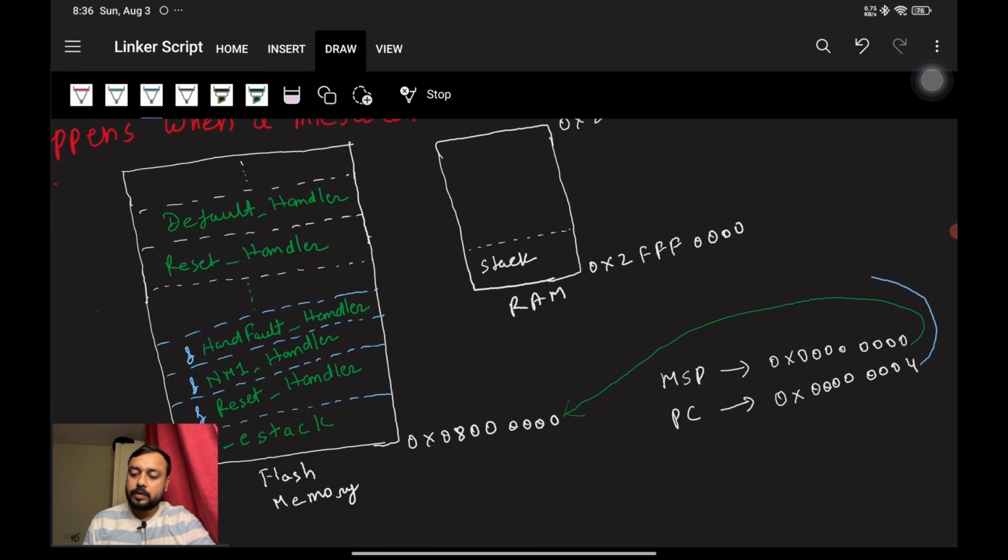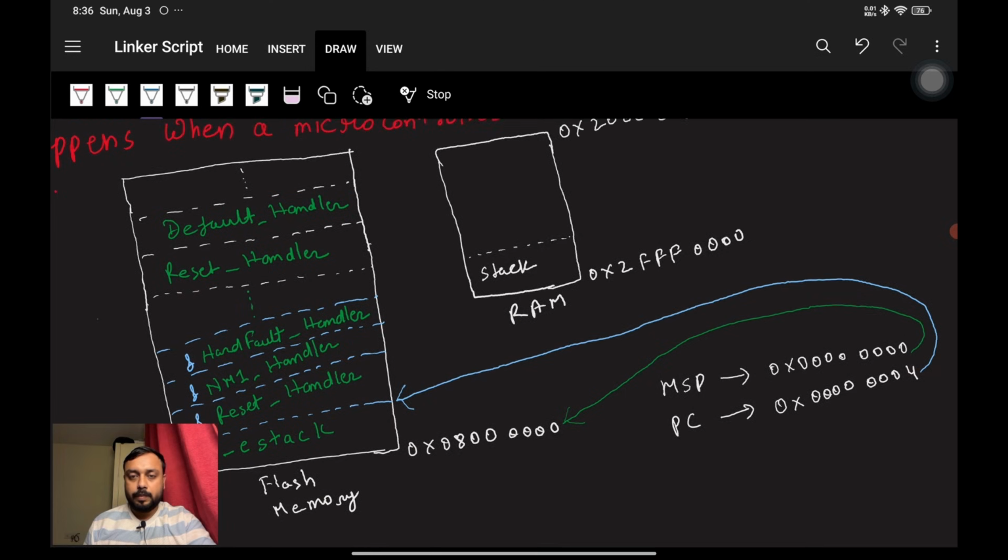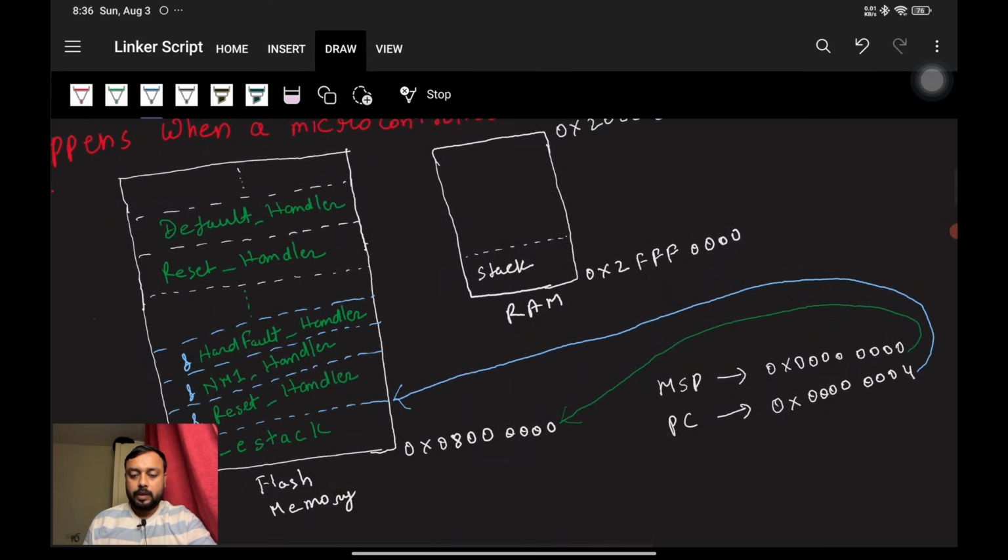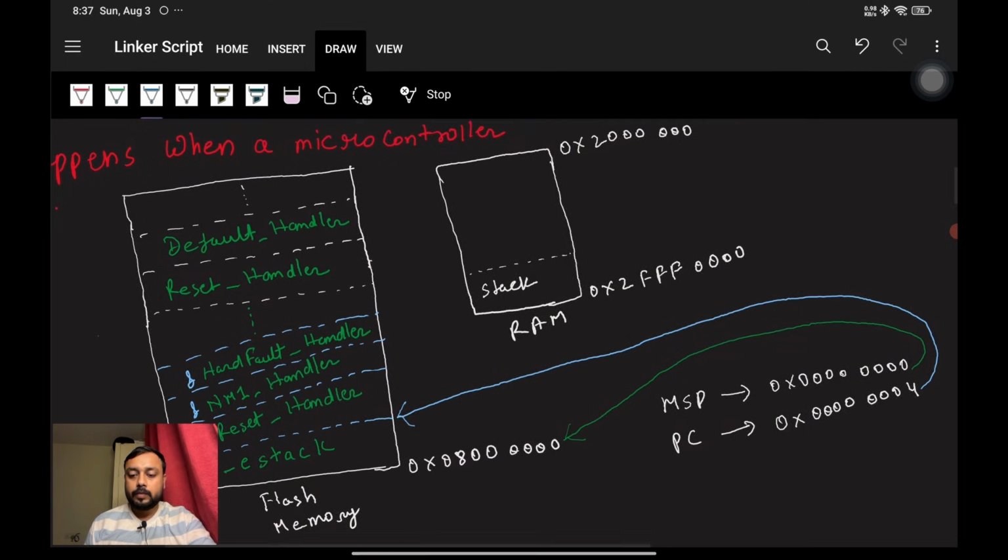So this aliasing happens. Now with this aliasing, the PC, the program counter, is trying to access this address, which is mapped to 0x08000004. This memory aliasing happens. It means at the time of startup, the main stack pointer MSP will be loaded with the content available at memory address 0x8000000. Now it is our responsibility as a user to keep the proper content at this address, the starting address of the flash memory.